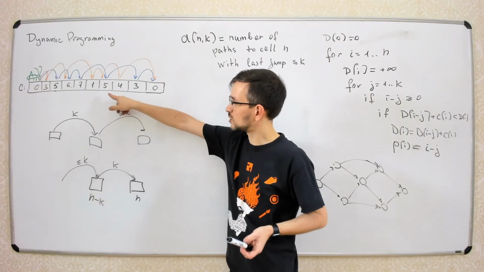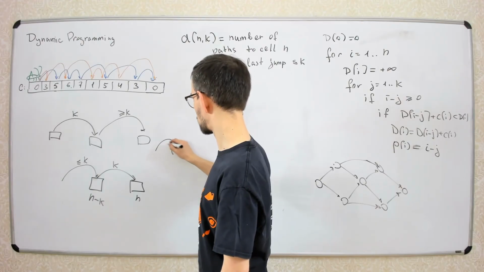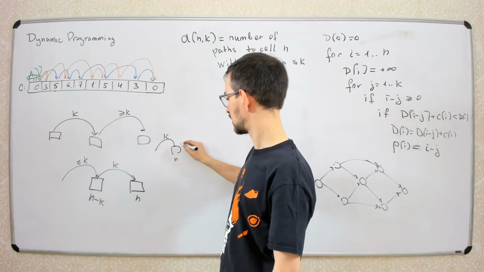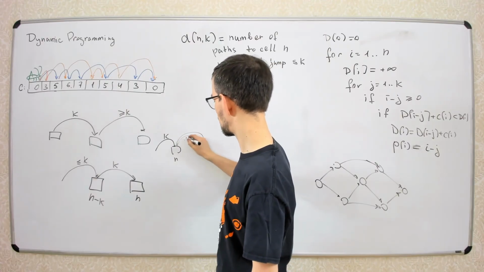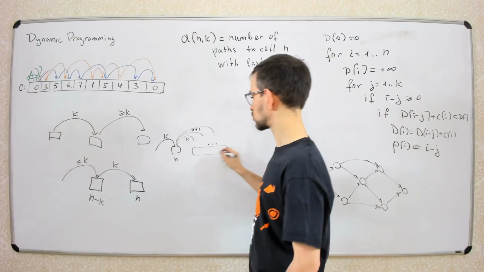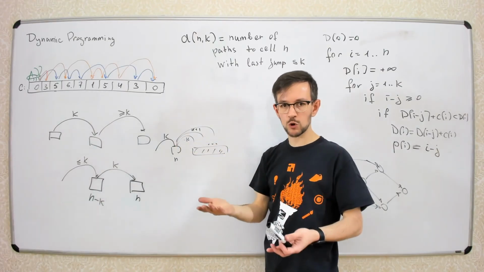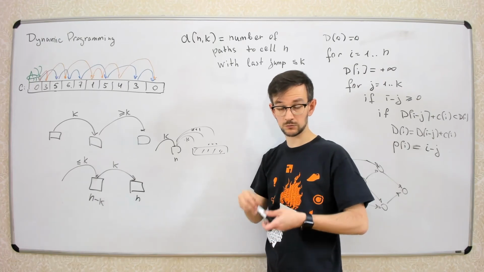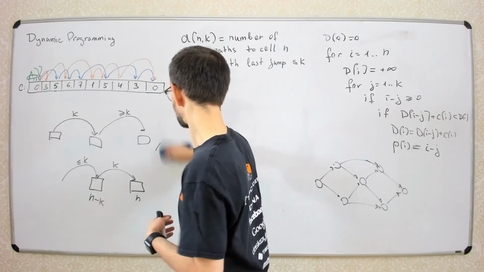So if you stand here and the last jump was k, then you can make jumps starting from k, so from k to k plus 1 and so on. So these two numbers fully describe what you can do next in your system. That's how it usually works.